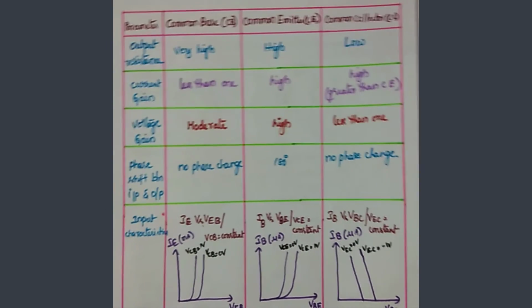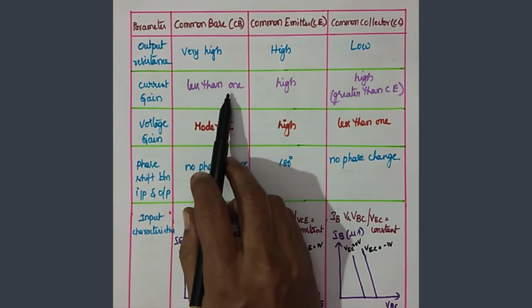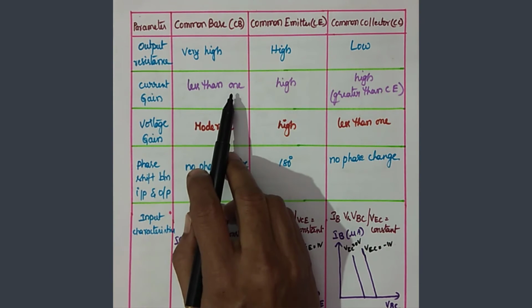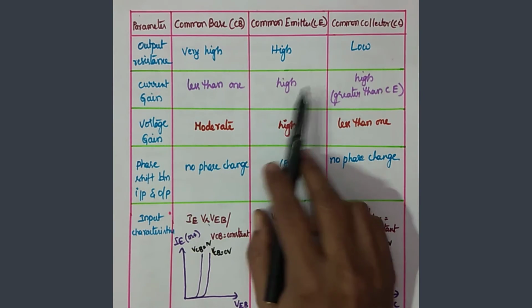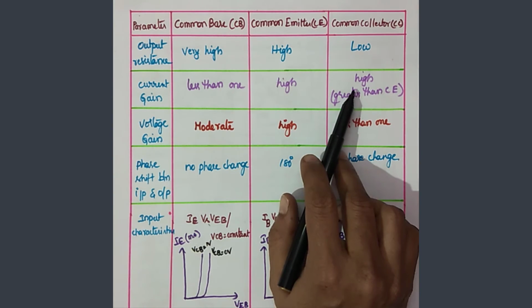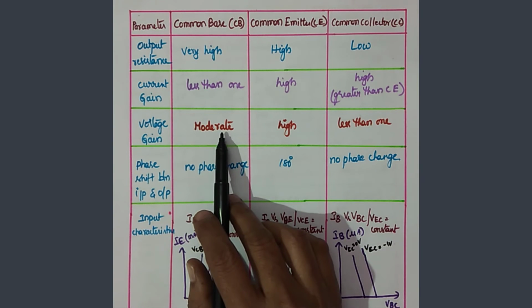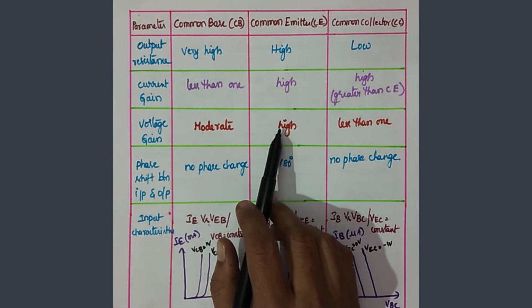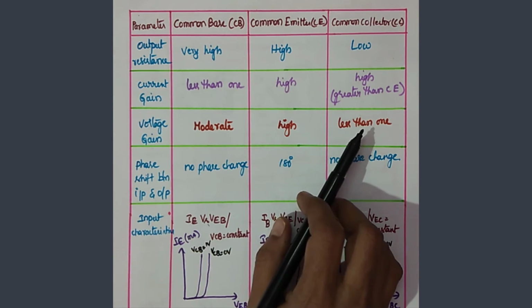And then coming to the current gain. Here is the current gain. I can say current gain and the current amplification factor are same here. So it is less than 1. In common emitter it is high because it is 50 to 500. In common collector it is 51 to 501. So it is greater than common emitter configuration. And the voltage gain is moderate for common base. The high voltage gain is for common emitter, and for the common collector the voltage gain is less than 1.